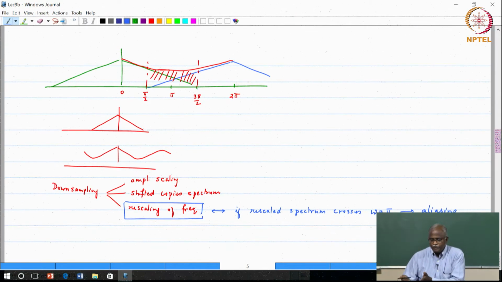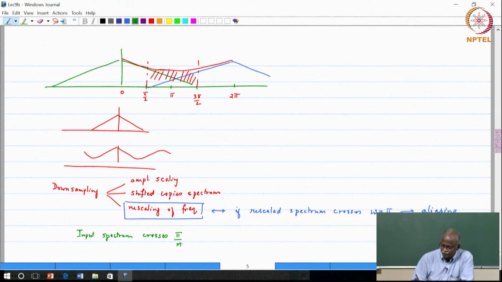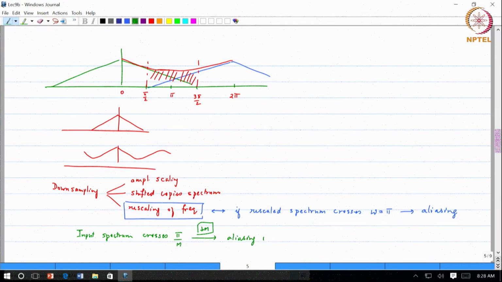In other words, rather than talk about the rescaled spectrum, you can also make the statement in terms of the original spectrum. If the input spectrum, before rescaling, crosses pi over m, then when I do downsampling by a factor of m, aliasing will occur. Okay. So, we have talked about it completely in the discrete domain, without going into the continuous domain to see why aliasing has occurred.